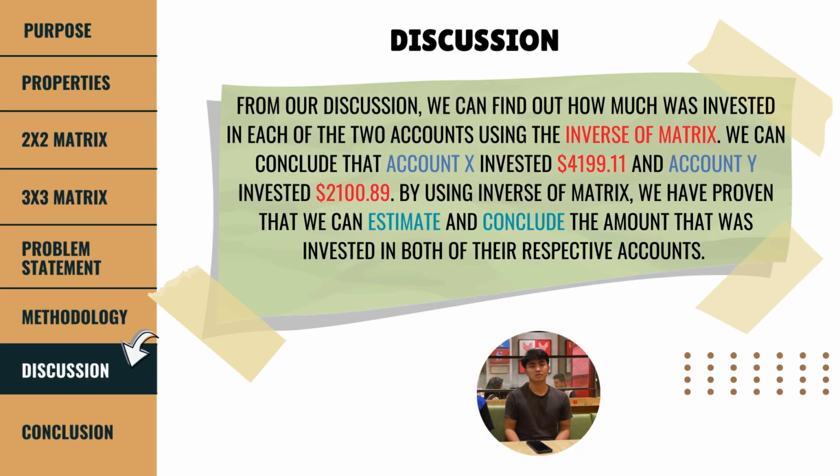Now let's move on to discussion. From our discussion, we can find out how much was invested in each of the two accounts using the inverse of matrix. We can conclude that account X invested $4,199.11 and account Y invested $2,100.89. By using inverse of matrix, we have proven that we can estimate and conclude the amount that was invested in both of their respective accounts.